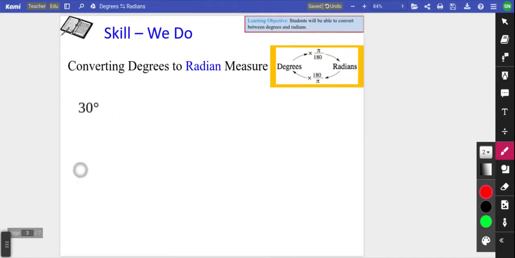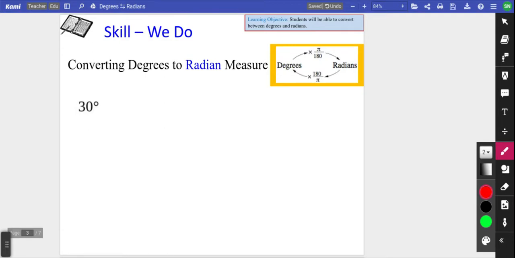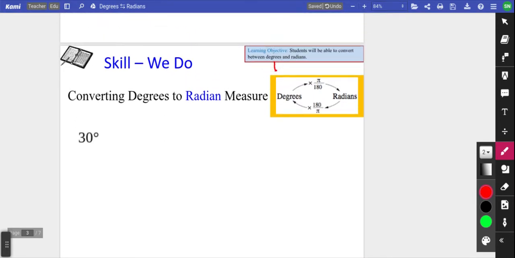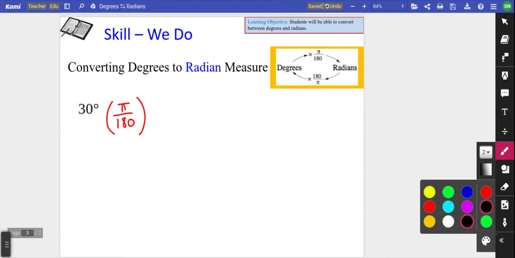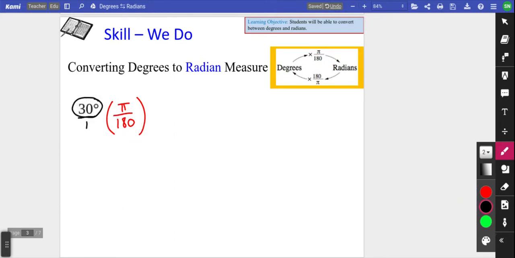We will be converting 30 degrees to radians. So, following the chart on the right-hand side, which was the same one that we encountered on the previous slide, we multiply times pi over 180. We will simplify. So, I'm going to put a 1 under the 30. I'm looking for a number that divides both the 30 and the 180 so that we can have smaller numbers. That number will be 30.